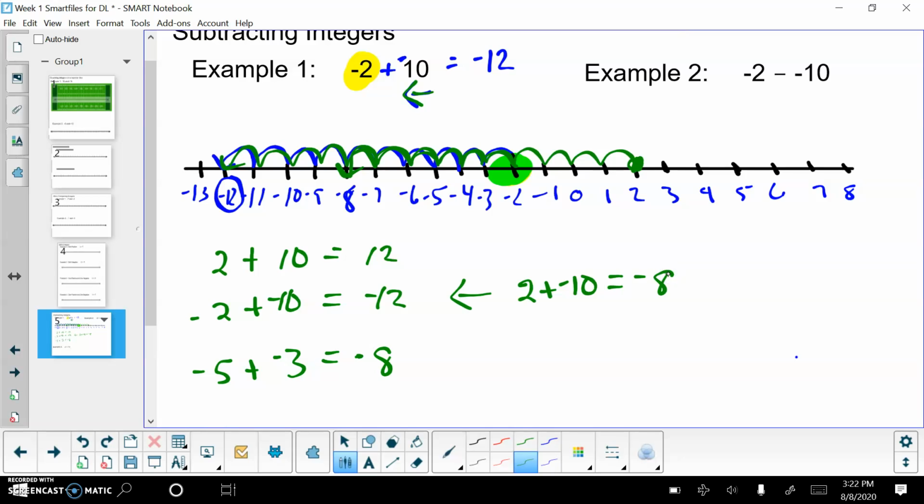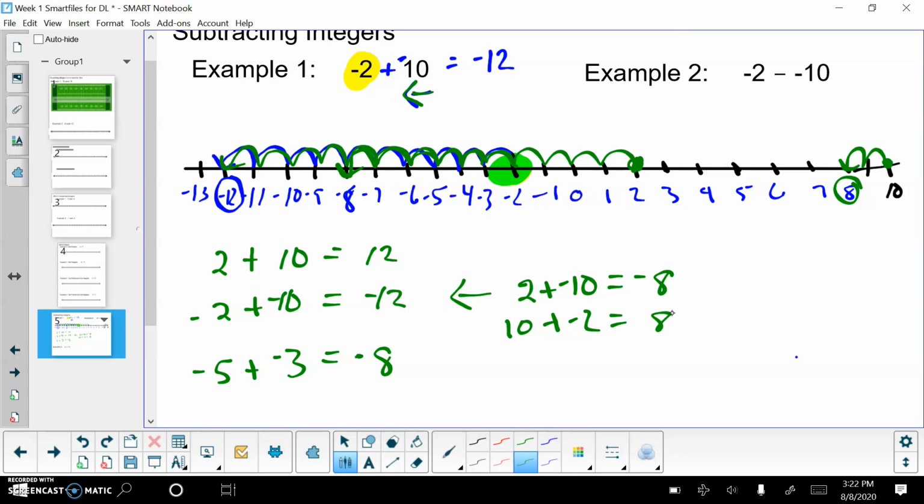Whereas if I switch it and make the 10 the positive and the 2 the negative, then I would need to elongate my number line here. There's the 10. I'm going to start at the 10 and go 2 to the left. 1, 2. Oh, I end up at the +8. Well, that's because when you're adding and they're two different signs, your answer could be positive or your answer could be negative. So look at your numbers and think, how far away from 0 is this?